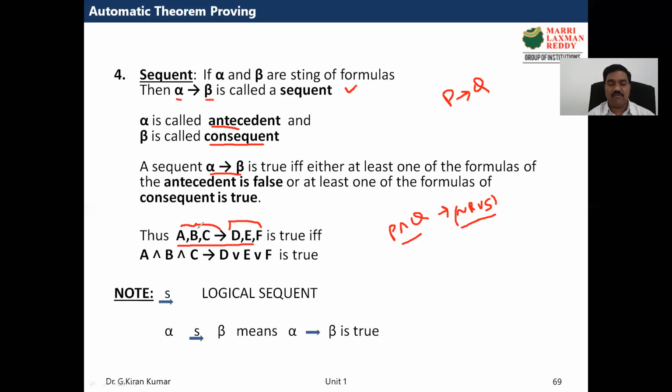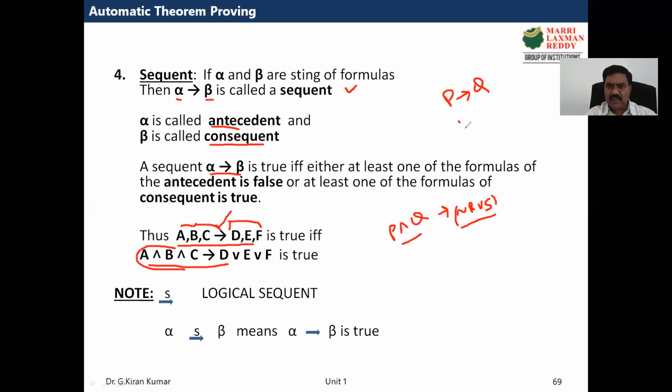So they are called a string of formulas. Now, this sequent is true if this is true. That means we are expressing the sequent in equivalent implication form. So we say this sequent is true if this implication is true. When this implication is true, if you observe carefully, we know that for an implication, there are two cases.